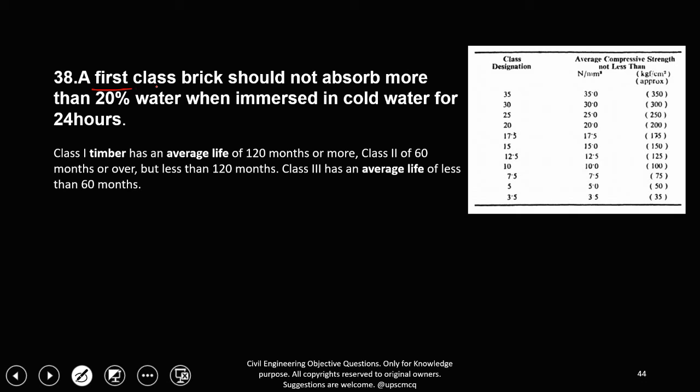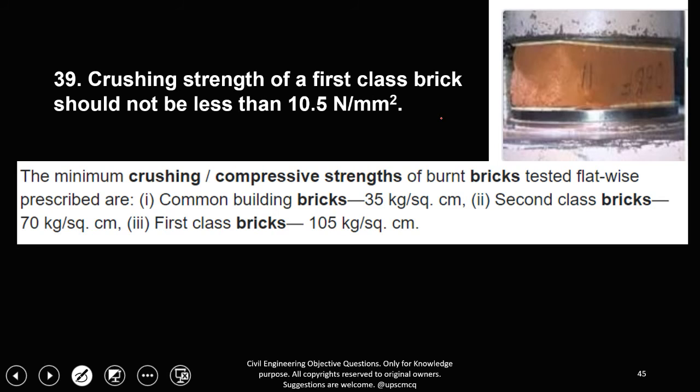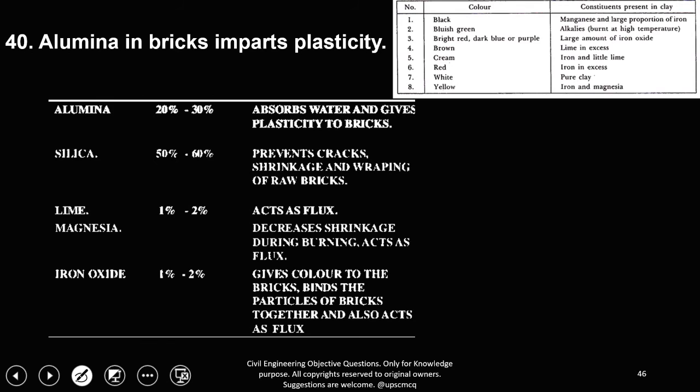A first class brick should not absorb more than 20% of water when immersed in cold water for 24 hours. Crushing strength of a first class brick should not be less than 10.5 Newton per mm square. For common building bricks, it should be 3.5 Newton per mm square, and for second class, it should be 7 Newton per mm square. Now, let's talk about bricks.